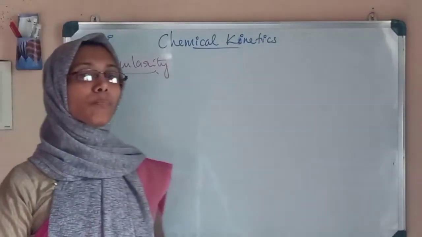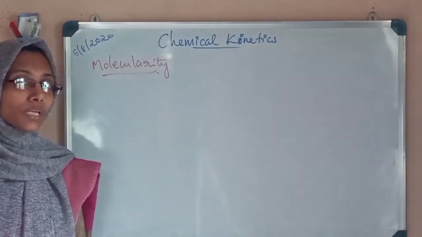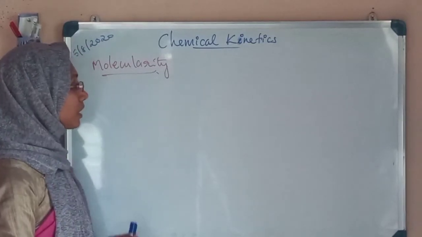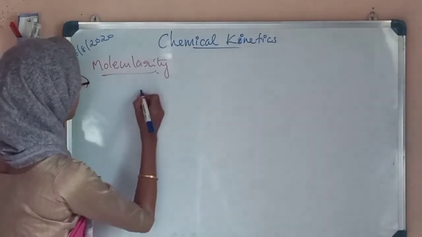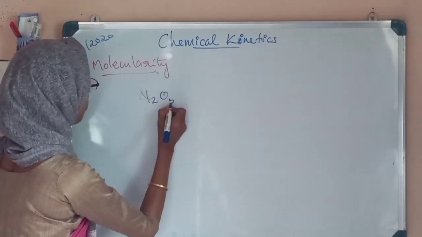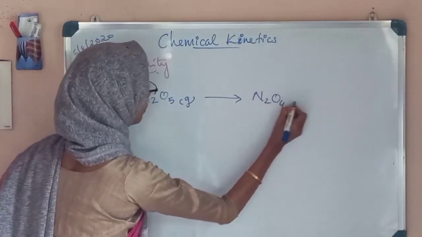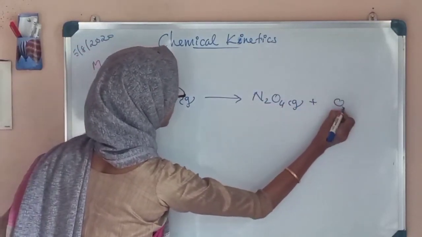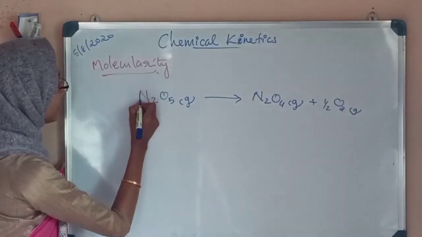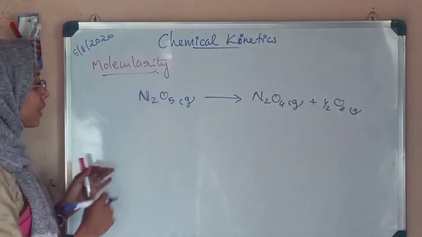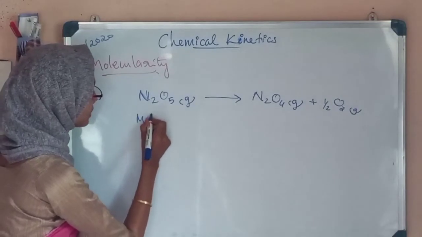Molecularity is the number of molecules of reactants involved in a step leading to a chemical reaction. Consider the dissociation of nitrogen pentoxide, N2O5 in gaseous state, to give N2O4 in gaseous state and oxygen, half O2. Here the number of molecules of N2O5 involved in the reaction is equal to 1. So the molecularity is equal to 1.